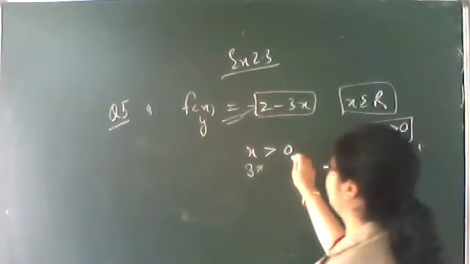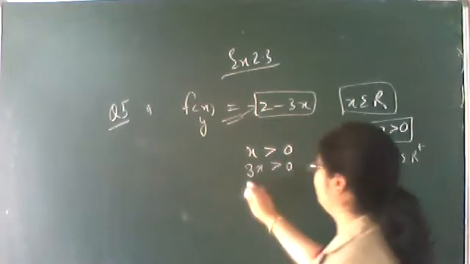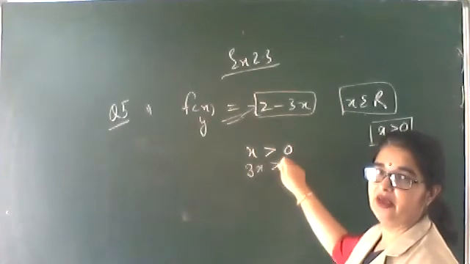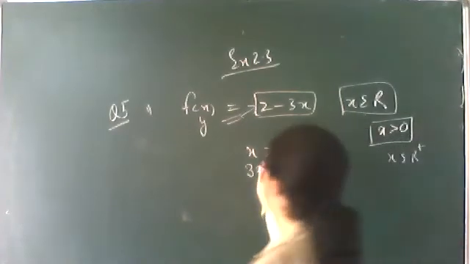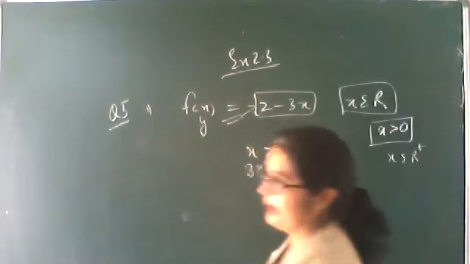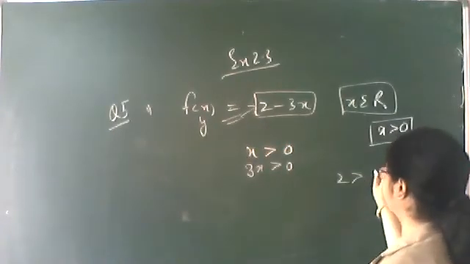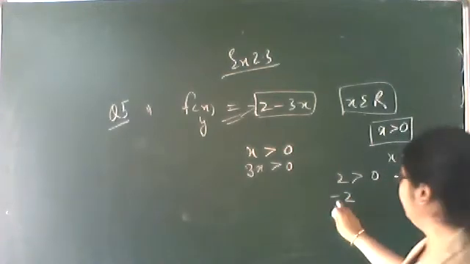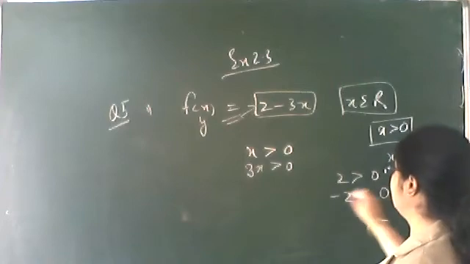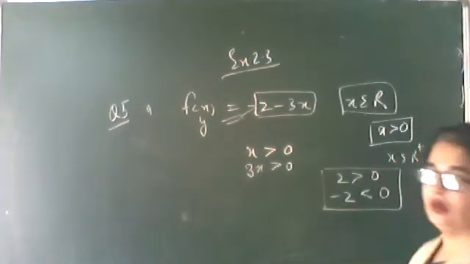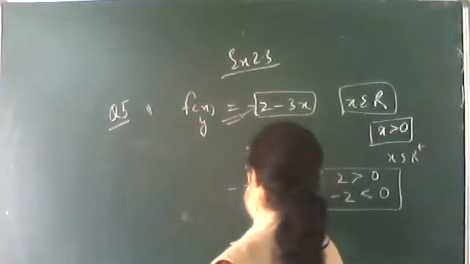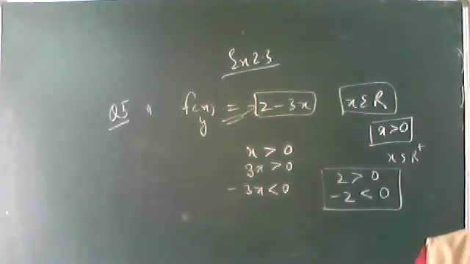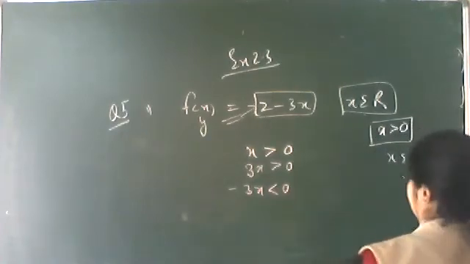So just see, when x is greater than 0, 3x will also be greater than 0. Multiply 3 on both sides: 3 into x is 3x, 3 into 0 is 0. Clear? Now we have minus 3x. If I add a negative sign here, then the inequality sign changes. This I told you earlier also. So minus 3x will be less than 0.